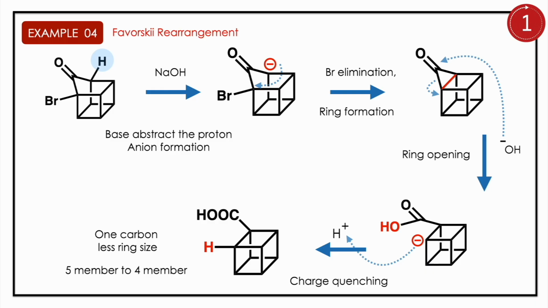You have the ring opening. Ring opening leads to an anion in the system. It is quenched by H plus. You start from a 5-member ring on one face and end up with a 4-member ring. Basically, it's a ring contraction in the cubane system. Here, the stability of the cubane can promote the product. The concept outlined here is that even in a bicyclic system, you will end up with one less ring size.